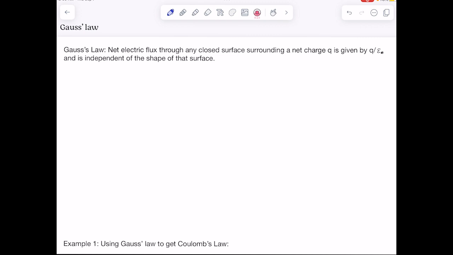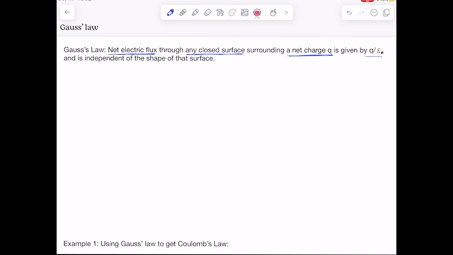So there are a few elements here which are very core to this statement, to this law. Number one is net electric flux, right? So you need net electric flux to work with Gauss's law. You need a closed surface, can be any closed surface as long as it is closed, which surrounds a net charge Q, okay, and that flux is given by Q over epsilon naught.